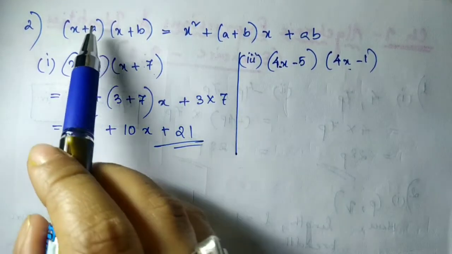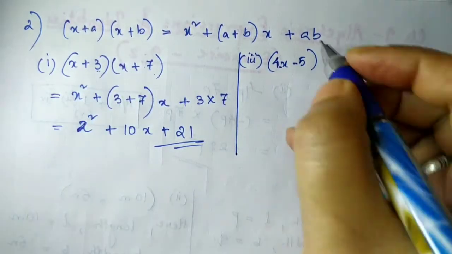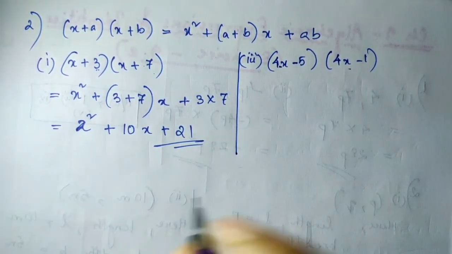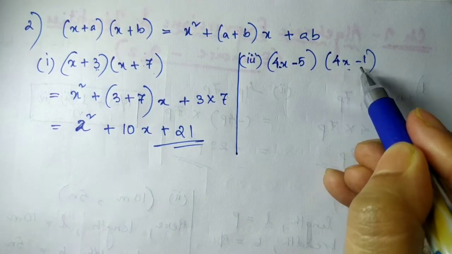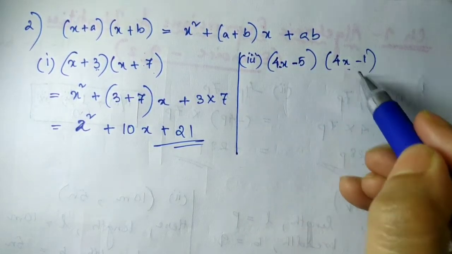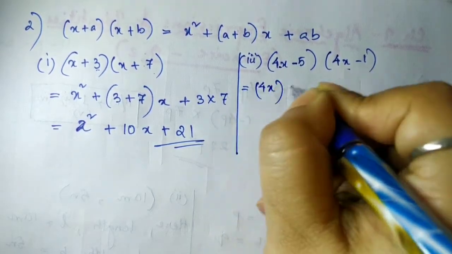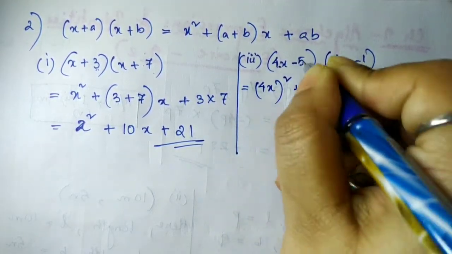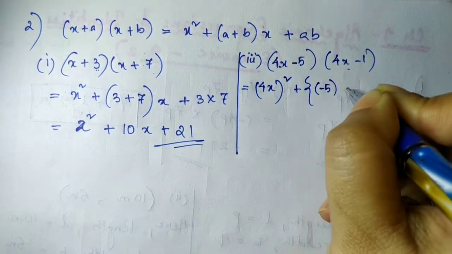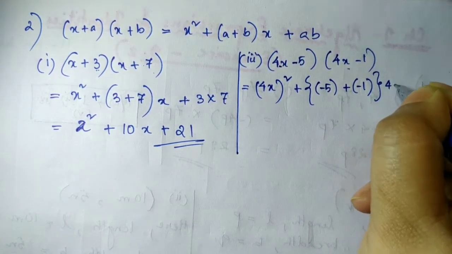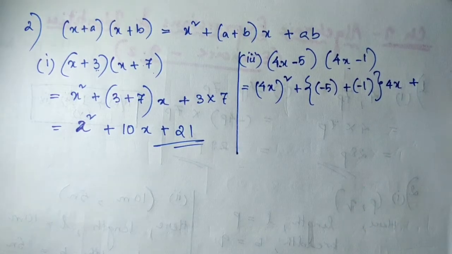Now you might think here is a plus, so can it be written as 4x plus minus 5? Yes, and this also can be written as 4x plus minus 1. Minus 5 is a and minus 1 is b. So x square plus a plus b into x, that is 4x, plus a into b.